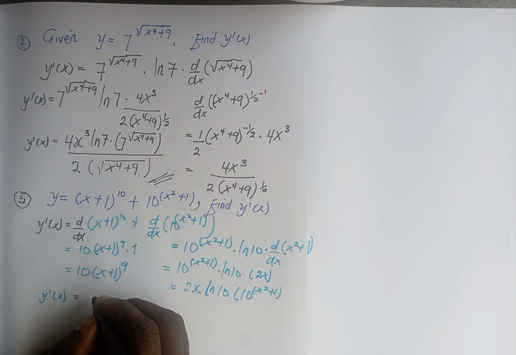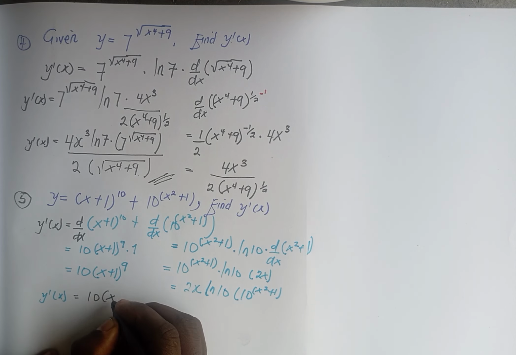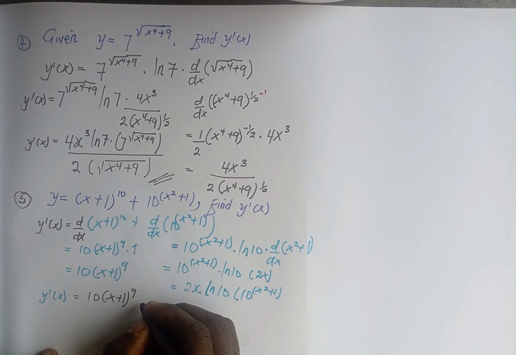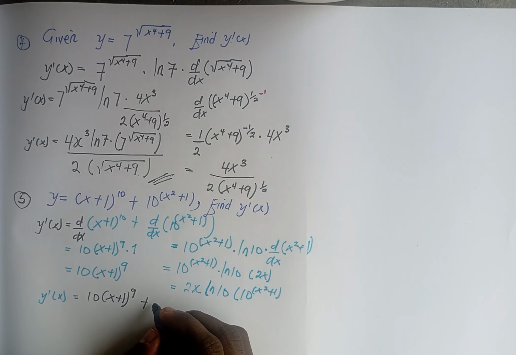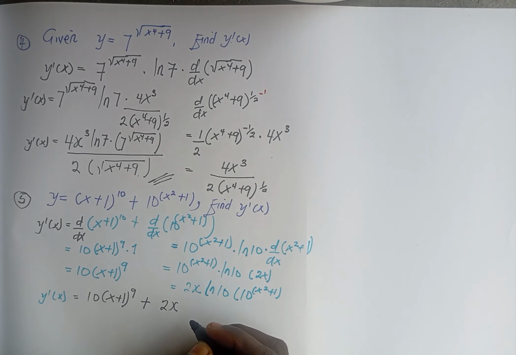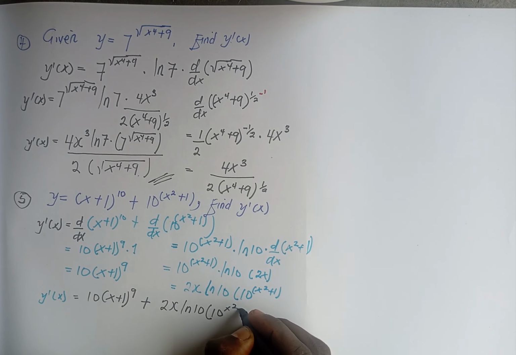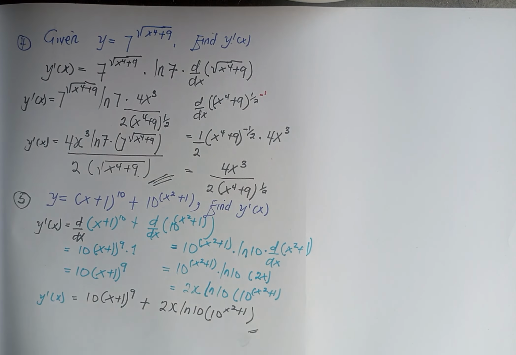We have 10x plus 1 raised to the power 9. Then we have plus the whole of this, 2x length of 10. Then we have 10 x squared plus 1, and this becomes the derivative of this very function. It's not difficult, my dear.